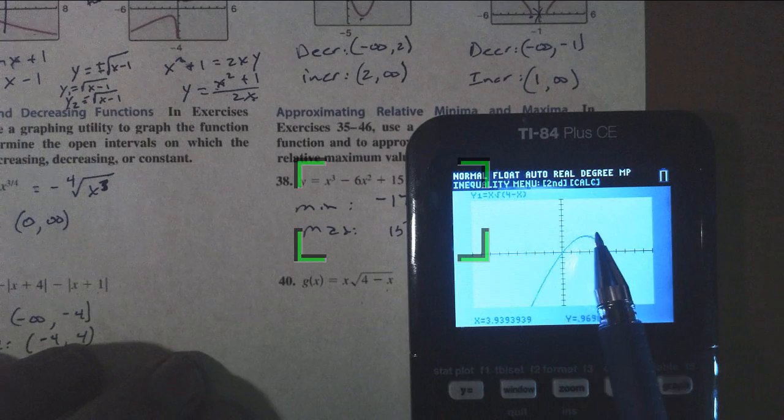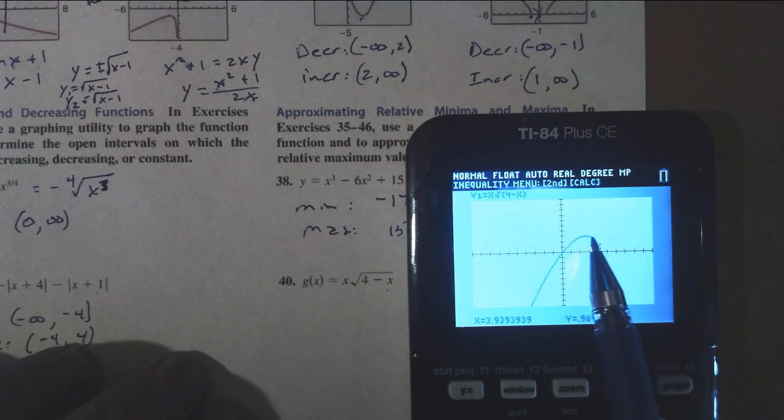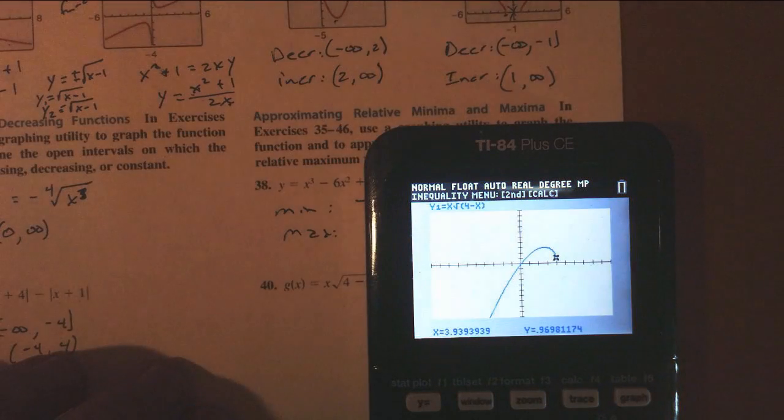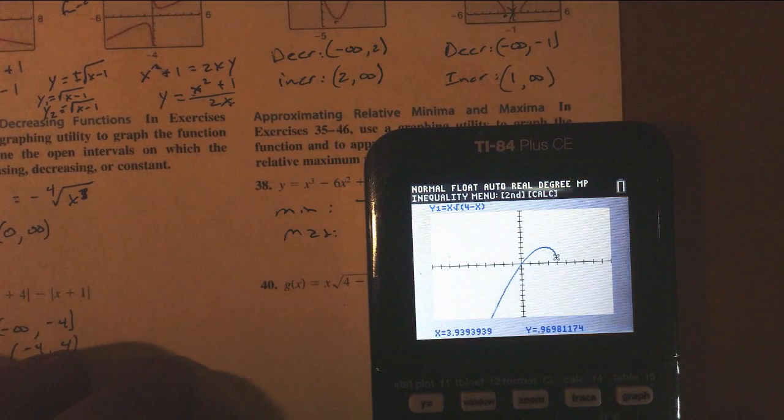So we have an increasing function, then it decreases. All we have is a relative maximum. We don't have a minimum. This is going to try to go to negative infinity. It just isn't ever going to get there, so we can't say that there's a minimum.